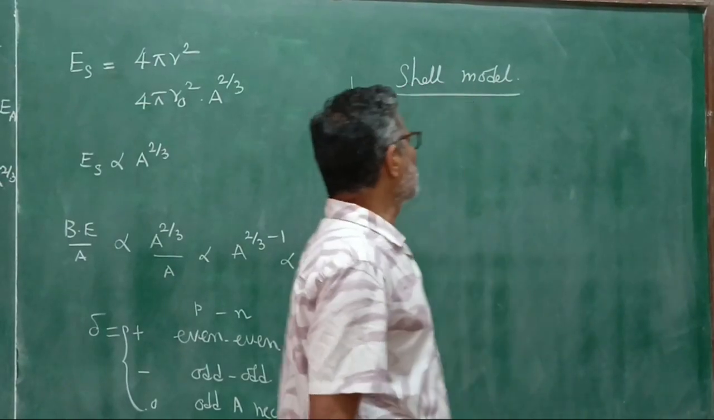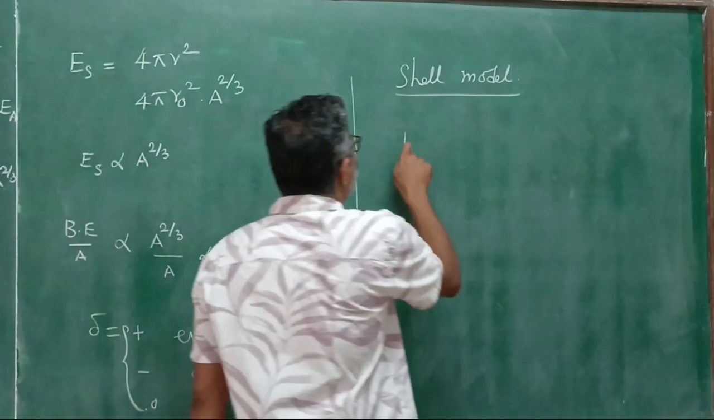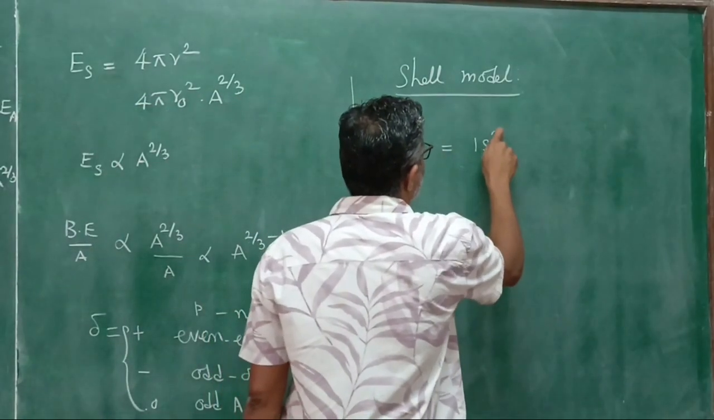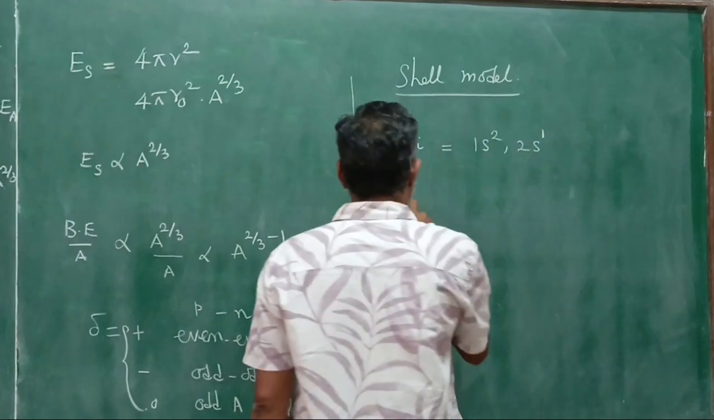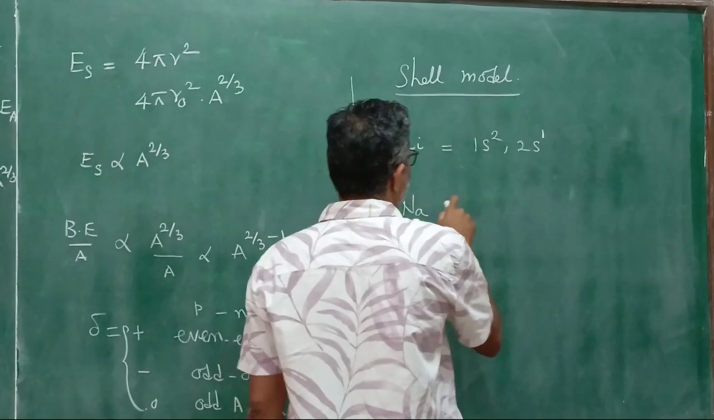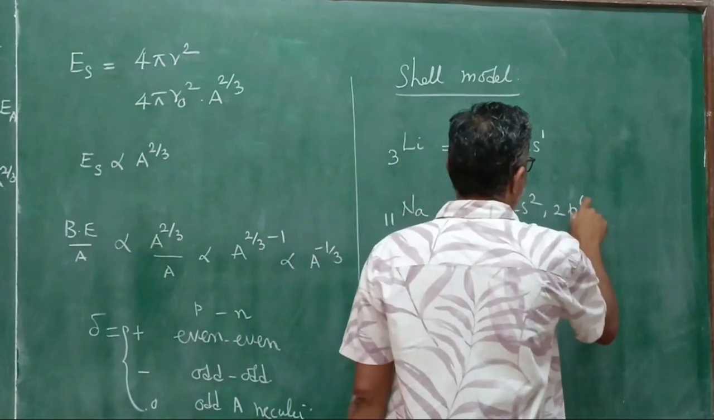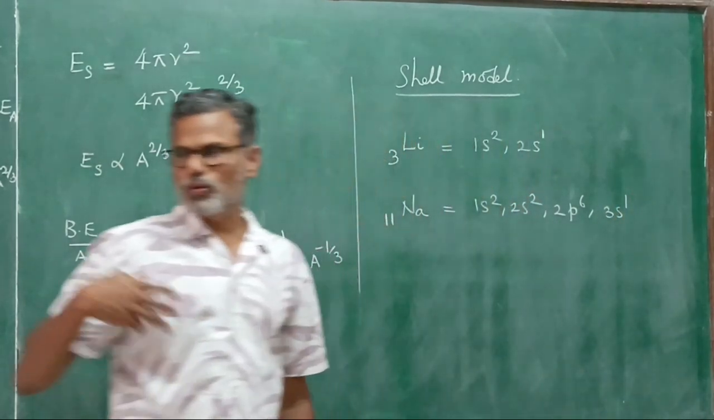If I take any atomic number, let's say lithium, Z equal to 3, you can write 1s² 2s¹. If it is sodium, Na 11, how will you write? 1s² 2s² 2p⁶ and then 3s¹. So you should know how to write this.